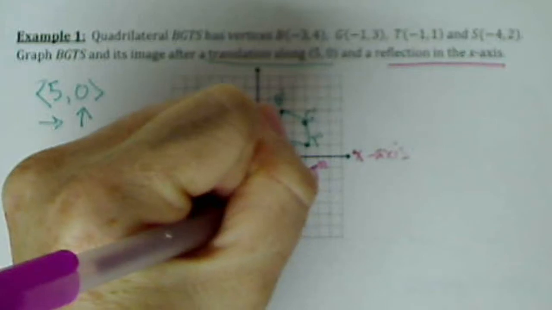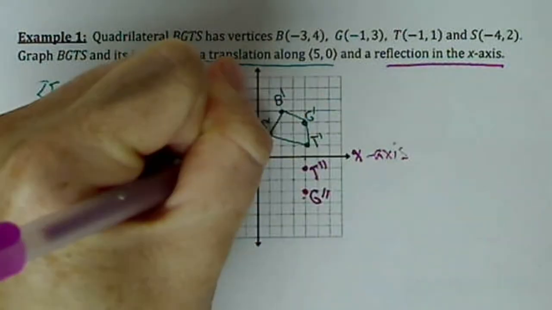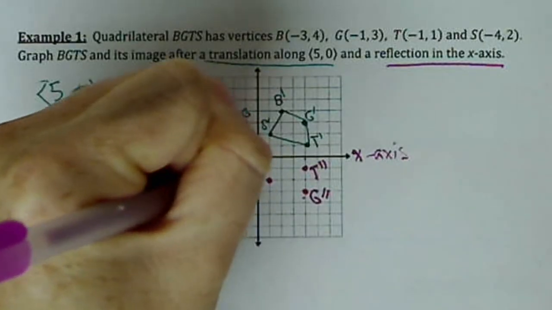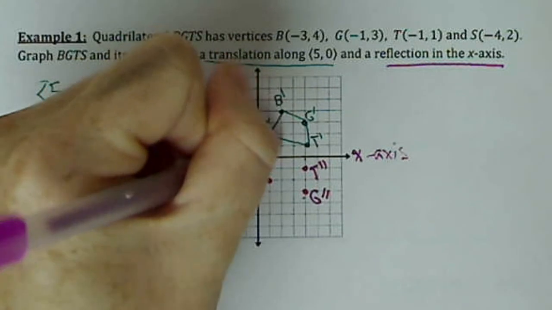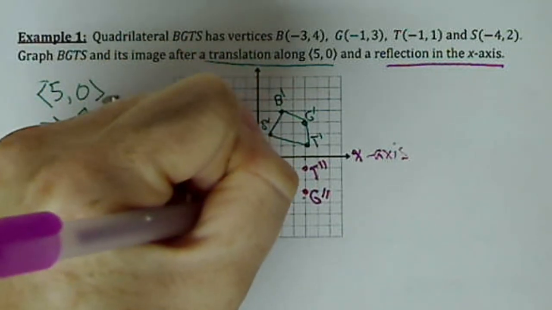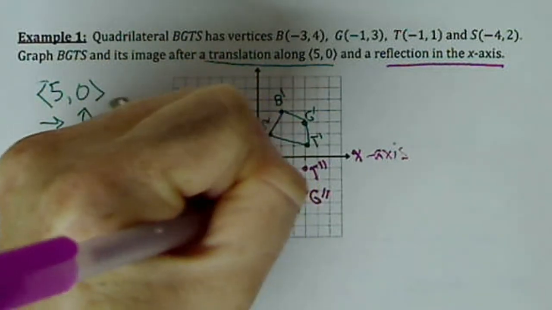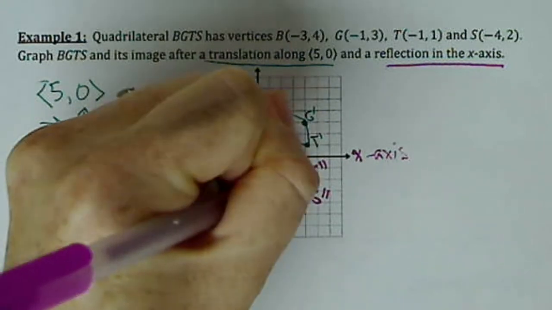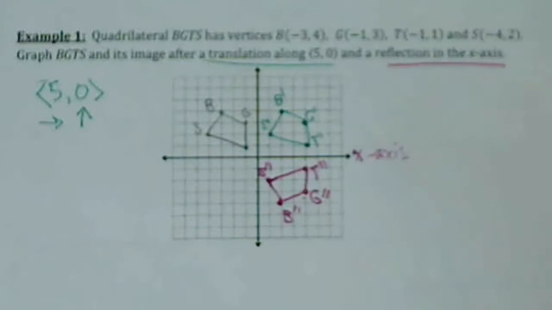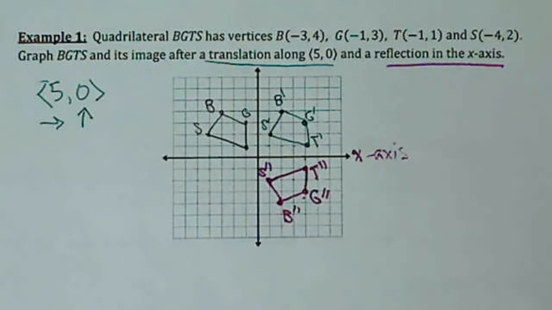Okay, so let's do that to every vertex on our little shape, and let's connect them. And here is my final image in pink. So that's what I'm going to be doing this lesson, is doing two things. Let's look at example 2.